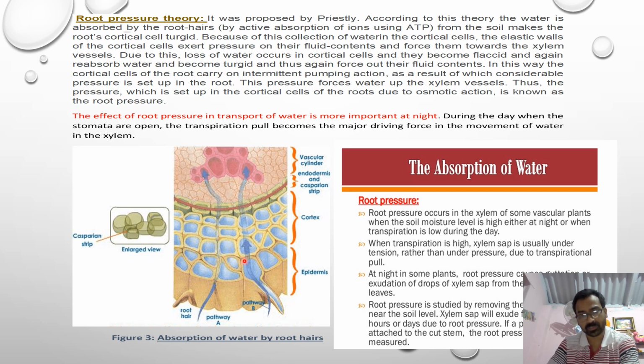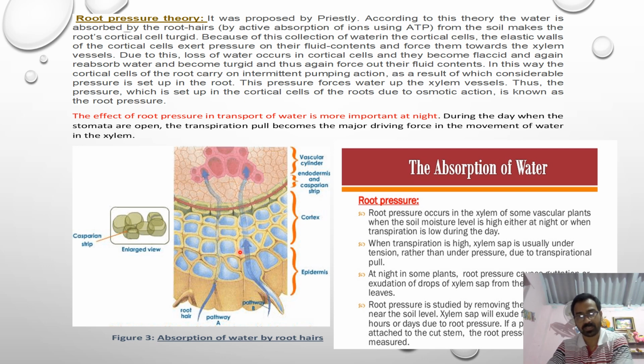So this water exerts pressure toward the xylem area upside, resulting in forcing the water content, the liquid content of the other cells, and they make a column, a directed column toward the xylem. And this way the column of water is being pushed toward the xylem.